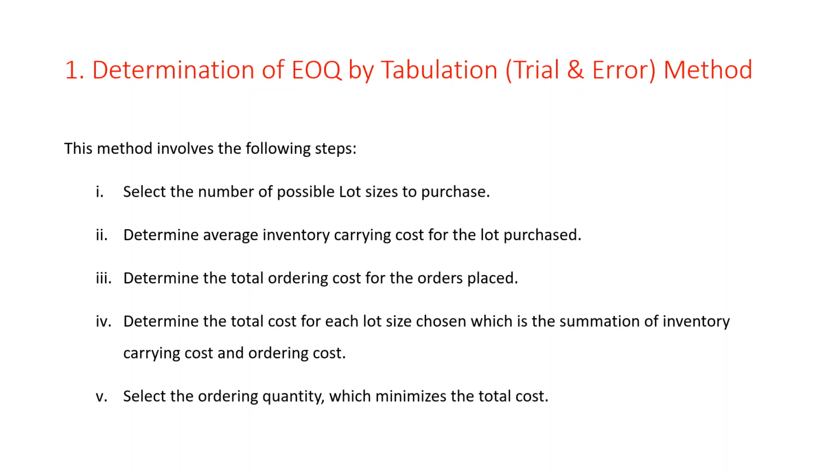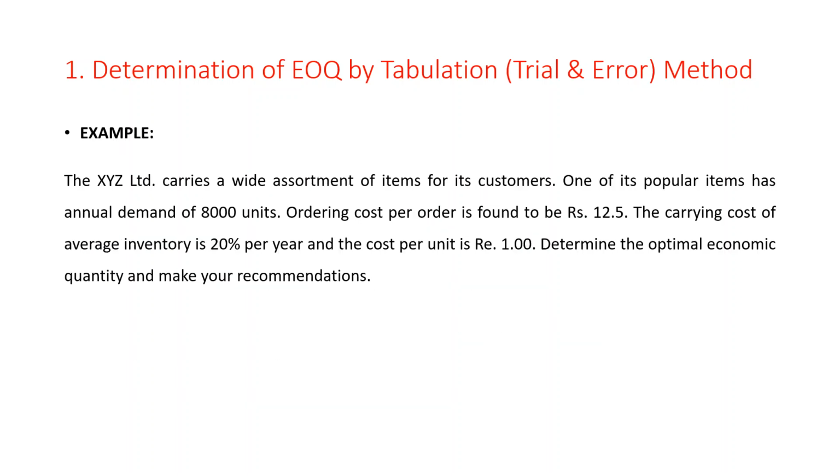In the tabulation method, the data is calculated in a tabular column and it can be plotted, showing the nature of the total cost, inventory cost and ordering cost curves against the quantity ordered. So in the tabulation method, we calculate the data based on the total cost, inventory cost and ordering cost, and we get the order quantity. Here we have one example based on the tabulation method.